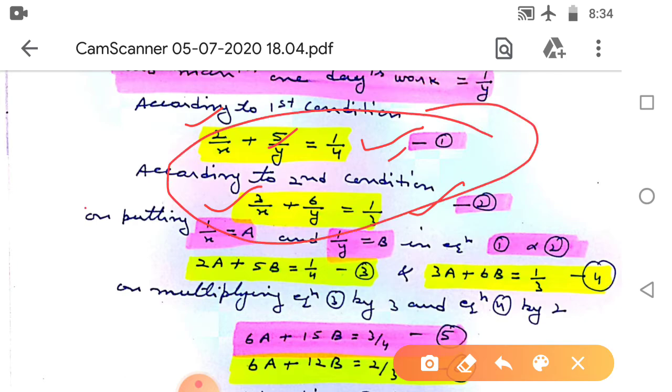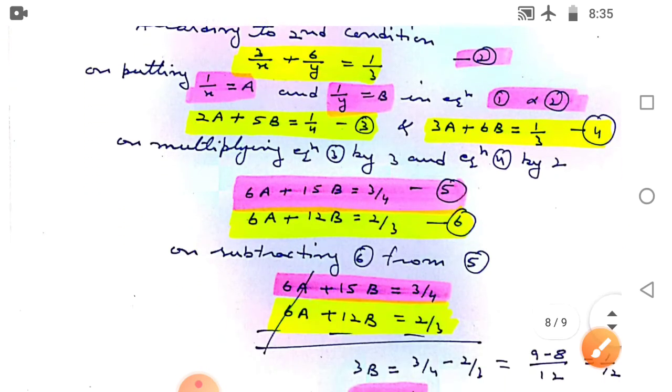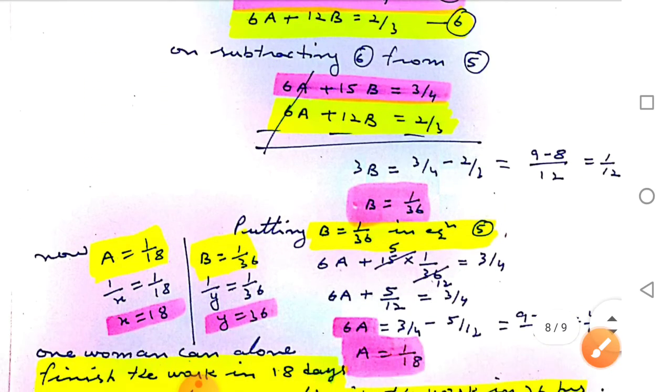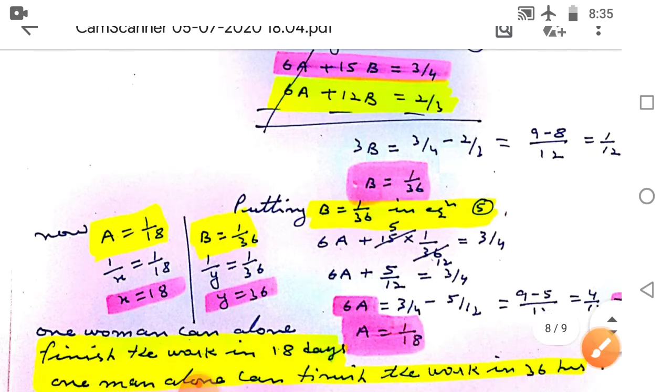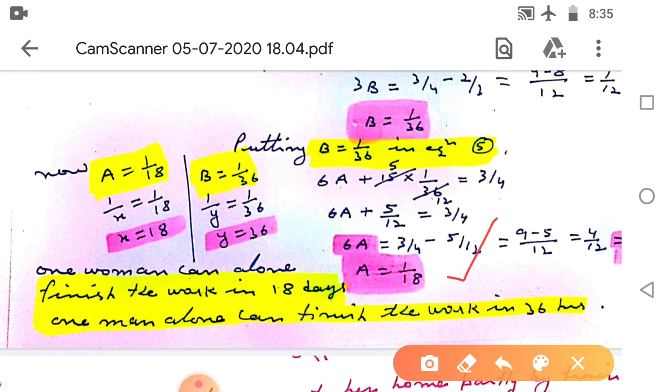Okay, after this, that is simple now. 1 upon X is equal to A and 1 upon Y is equal to B. After putting the value, solve it as linear equations in two variables and get the answer of A and B here. The value of A is 1 by 30, value of B is 1 by 36 and the value of A is 1 by 18. Clear? And when A is equal to 1 by 18, it means 1 upon X is equal to 1 by 18, so X is equal to 18. And when B is equal to 1 by 36, so value of B is 1 by Y, and by cross multiplication Y is equal to 36.